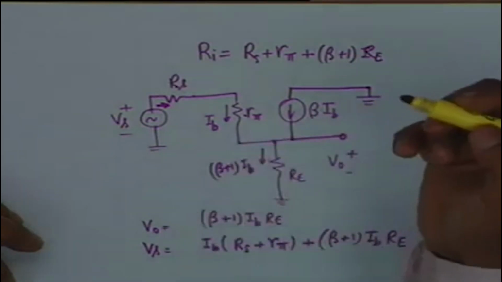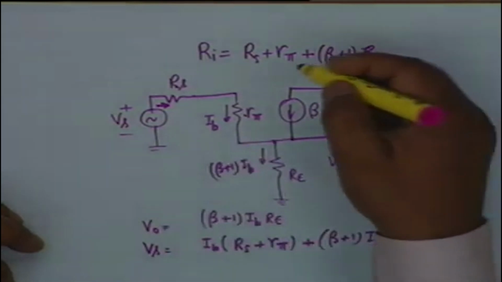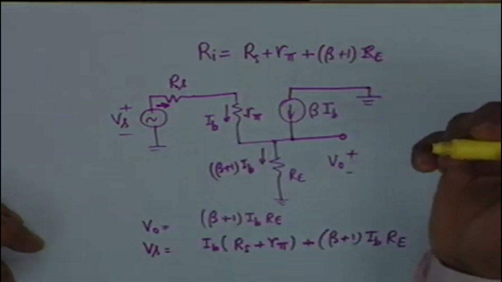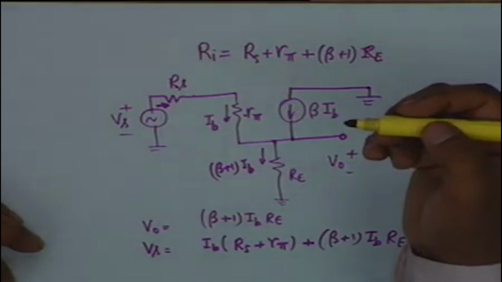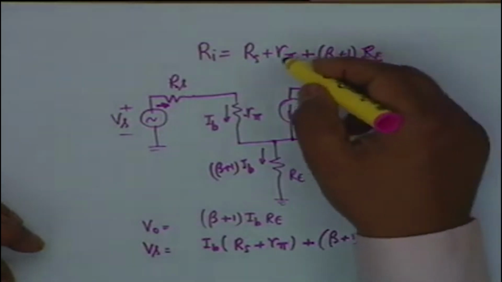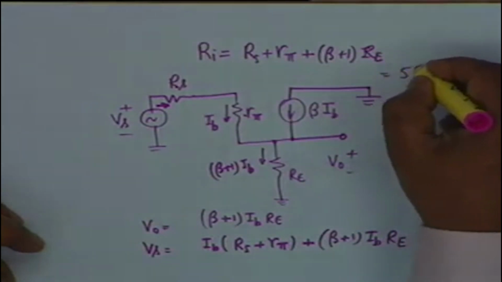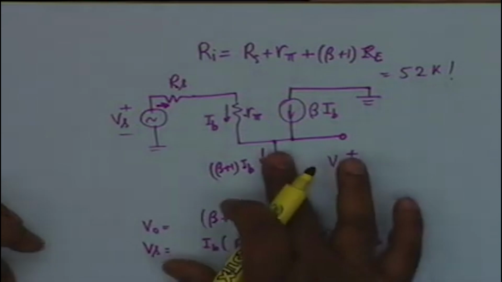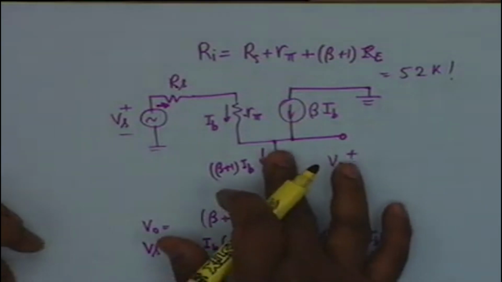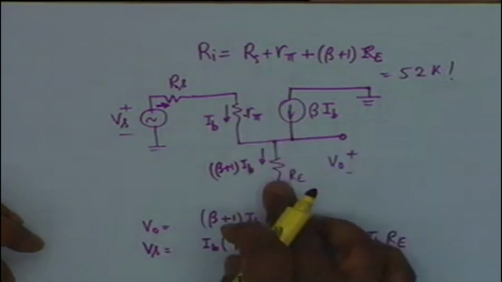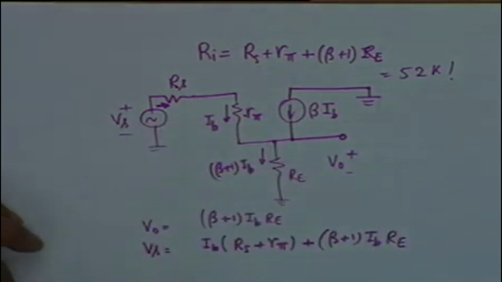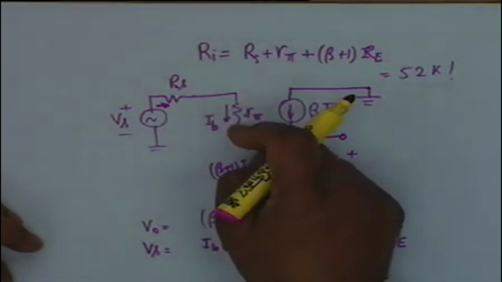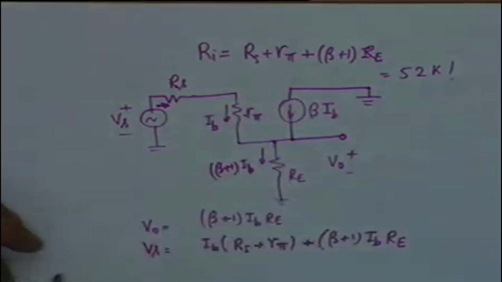And if all of them are 1K and beta is, let us say, 49, then 50 plus 51 plus 52, this will be 52K. On the other hand, if Re was not there, if Re was shorted to ground, what would be the input impedance? It would be simply 2K, Rs plus R pi. So the input impedance has been increased 26 times.